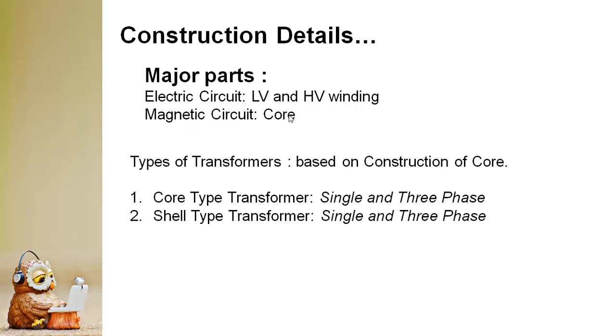I'm talking about the major parts; there are also some accessories like insulating materials, bushings, conservators, oil pumping systems, tank, radiators, fins, which are all secondary components. These two are the major components. Based on the construction of the core, we have the core type transformer and the shell type transformer. In core type we have single phase and three phase. In shell type also we have single and three phase transformers. You know this very well.